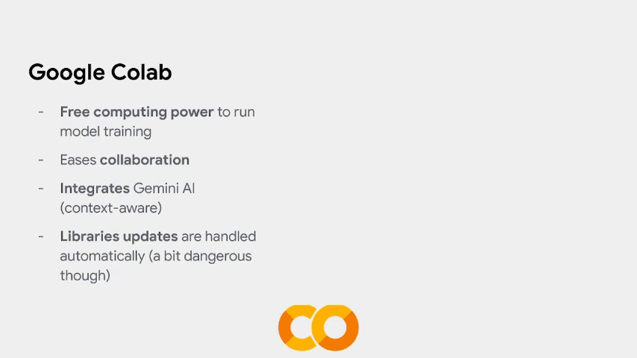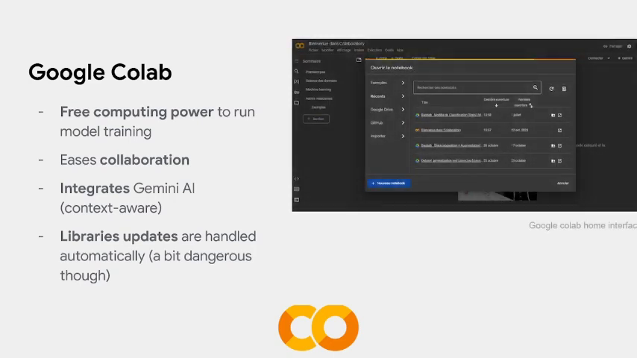And last point, it updates its libraries automatically. But this is quite dangerous because you can leave your work on Friday with one library version and come back on Monday and the work doesn't function anymore. The reason is that the environment updated the libraries. So this is how Google Colab looks when you reach it for the first time.